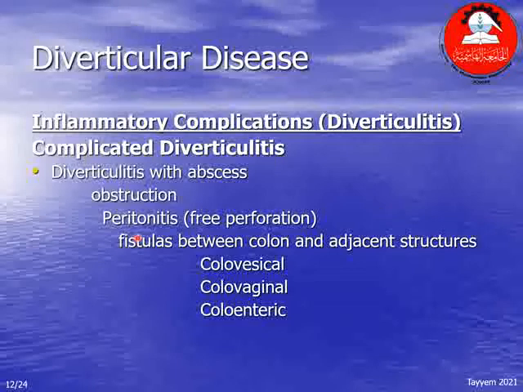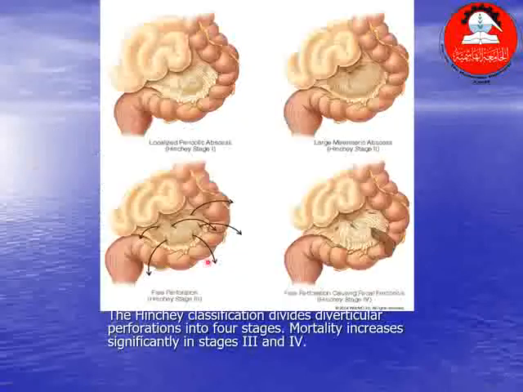The other presentations of diverticular disease are abscess formation, obstruction, peritonitis with a free perforation, and fistula between the colon and the adjacent structures, such as the bladder, vagina, or small bowel. And this slide shows the Hinchey classification of diverticulitis with diverticular perforation.